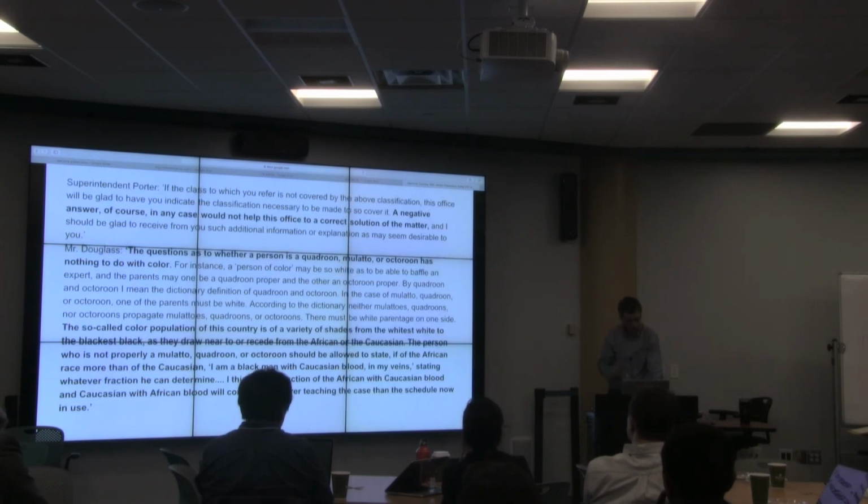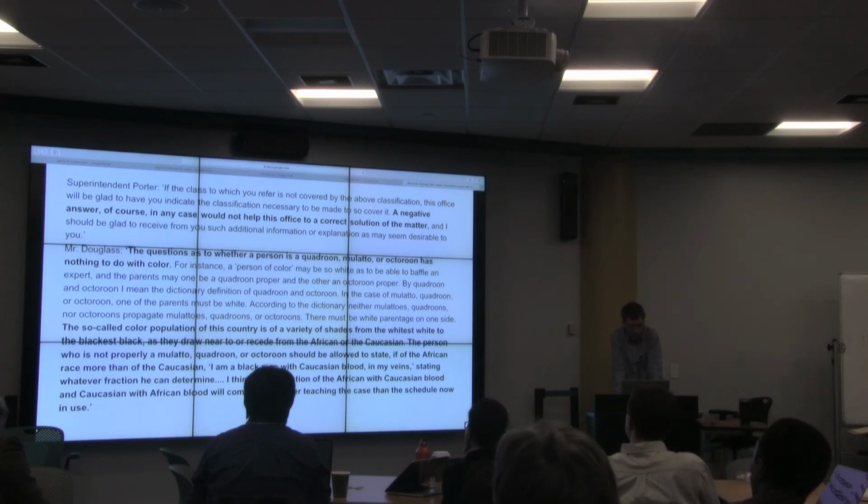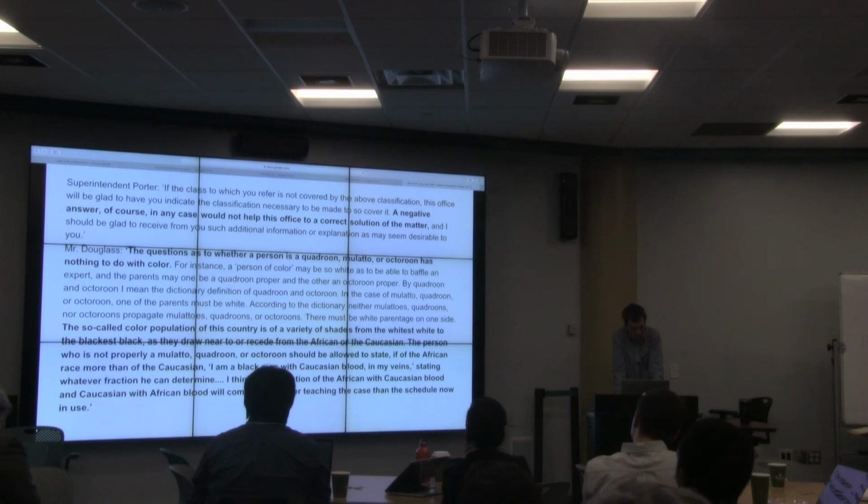And the answer from Superintendent Porter was, well, we didn't make up these categories. They were given to us, and if you don't answer this question, you don't count. Because if you don't answer this question using one of our categories, we don't have any way to measure who you are. So Douglas responds and says, this isn't about who we are. This isn't about color. And he goes through and he says the so-called color population in this country is a variety of shades from the whitest white to the blackest black as they draw near to or recede from the African or the Caucasian. The person who is not properly a mulatto, quadroon, or octoroon should be allowed to state, if of the African race more than the Caucasian, I am a black man with Caucasian blood in my veins, stating whatever fraction he can determine.